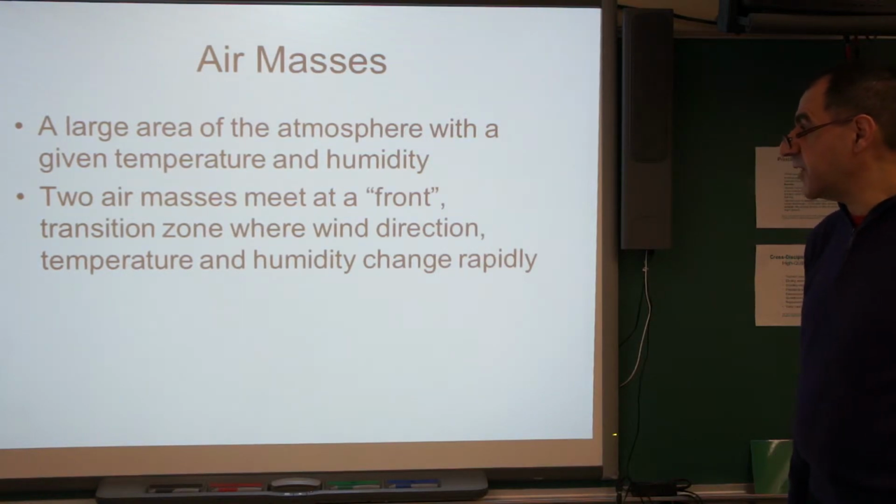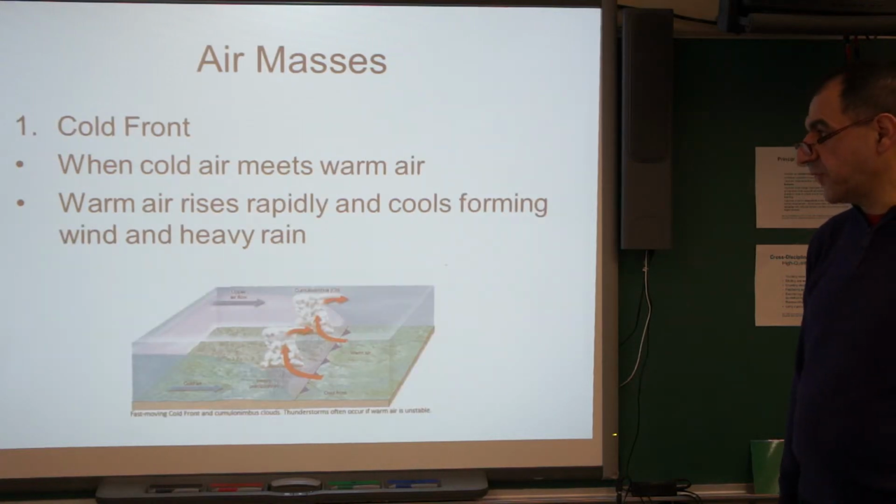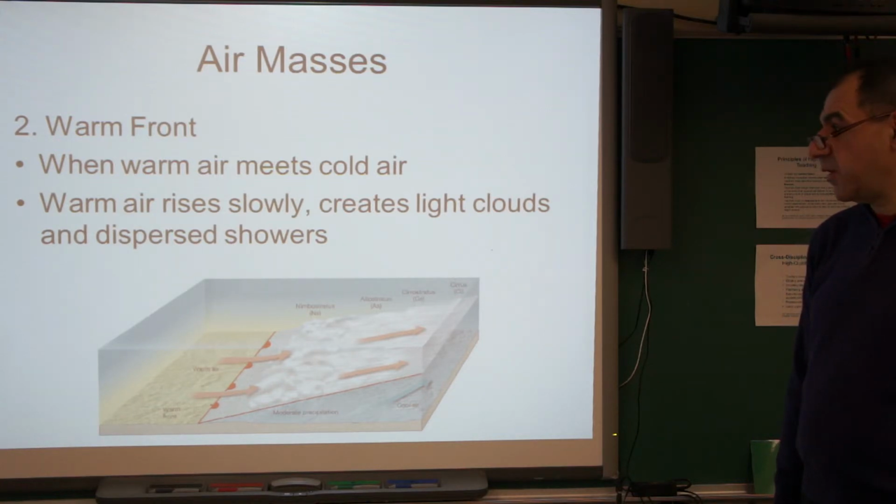Air masses, a large area of the atmosphere with a given temperature and humidity. When two air masses meet, they form a front, which is a transition zone where wind direction, temperature, and humidity change very rapidly. A cold front is where cold air meets warm air. The warm air rises rapidly, causing cooling and heavy rain. A warm front is when the warm air meets the cold air, and the warm air rises slowly, creating light clouds and dispersed showers.